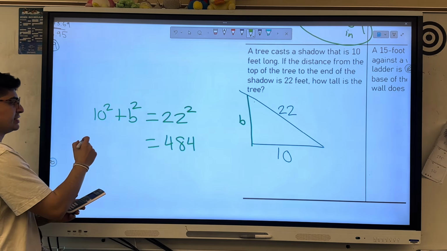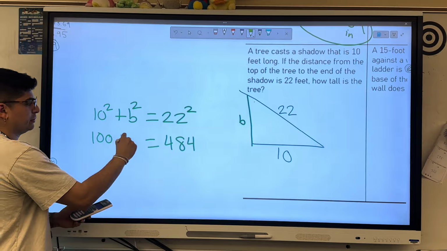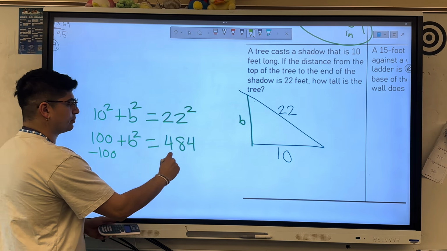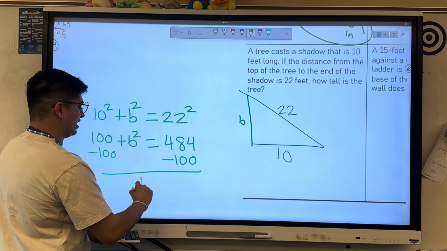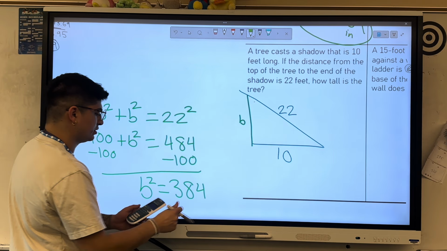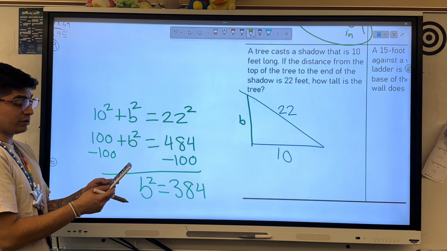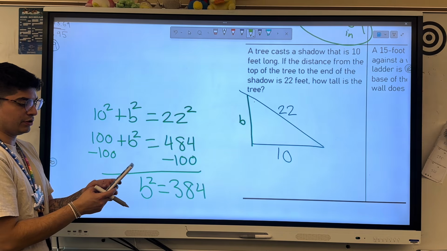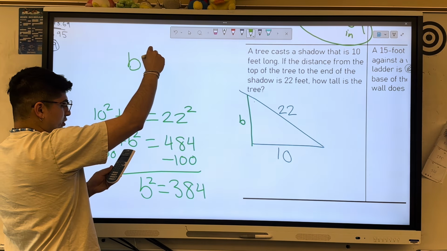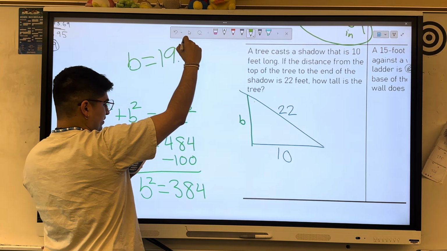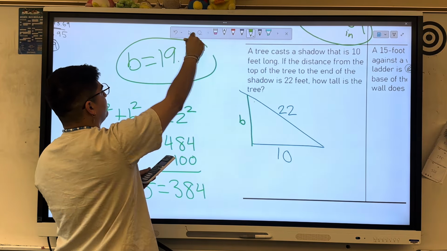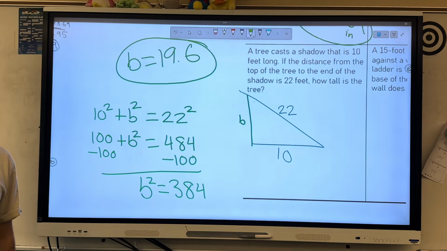So 22 squared is equal to 484. 10 squared is 100 plus B squared. So I'm going to subtract 100, and I have B squared is equal to 384. And so the final answer is, what is the square root of 384? B is equal to 19.6, or sorry, just 19.6 if you round it, that's a weird rounding one. Feet long, that's how tall the tree is.